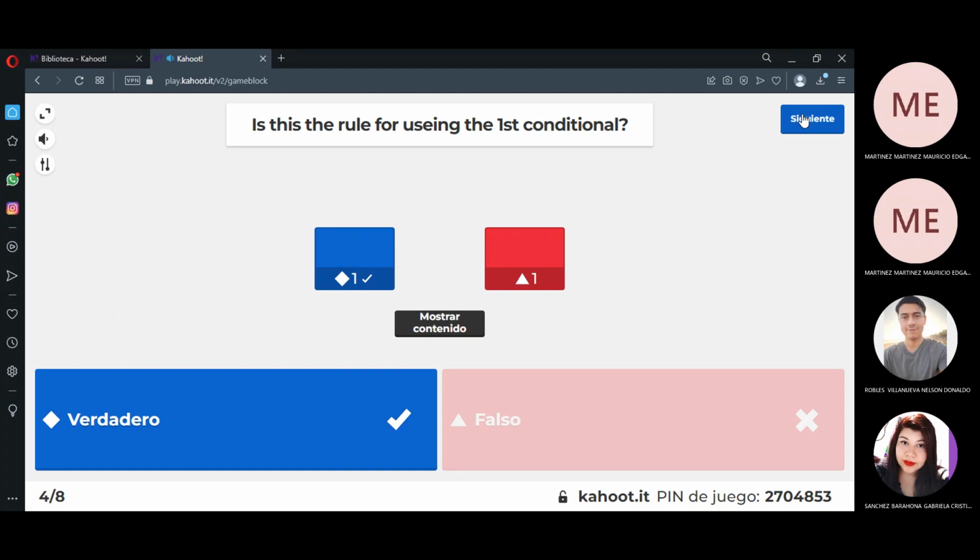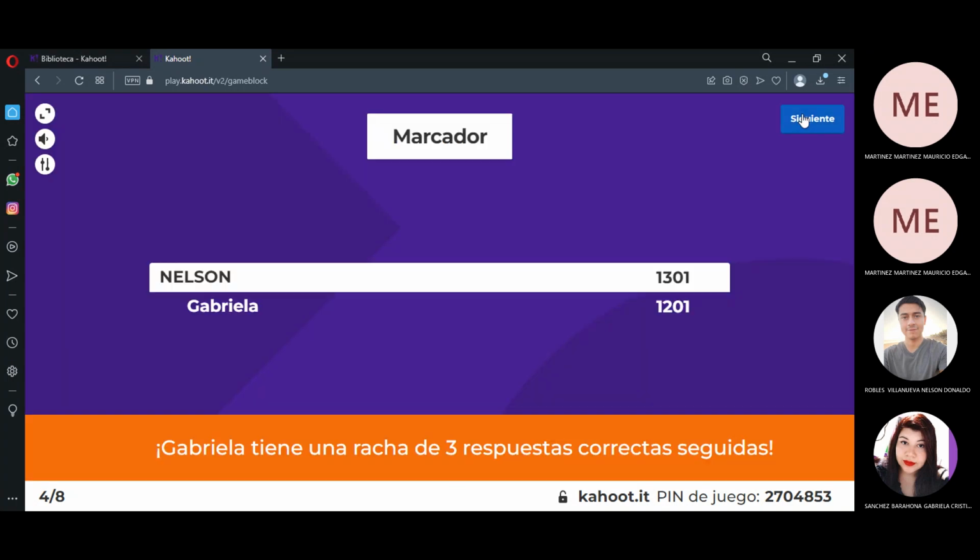Okay, in this question, the answer was true, because that is the structure that we must follow in order to use the first conditional. Okay, let's move to the next question. Okay, Gabriela has reached the first position. Let's continue.